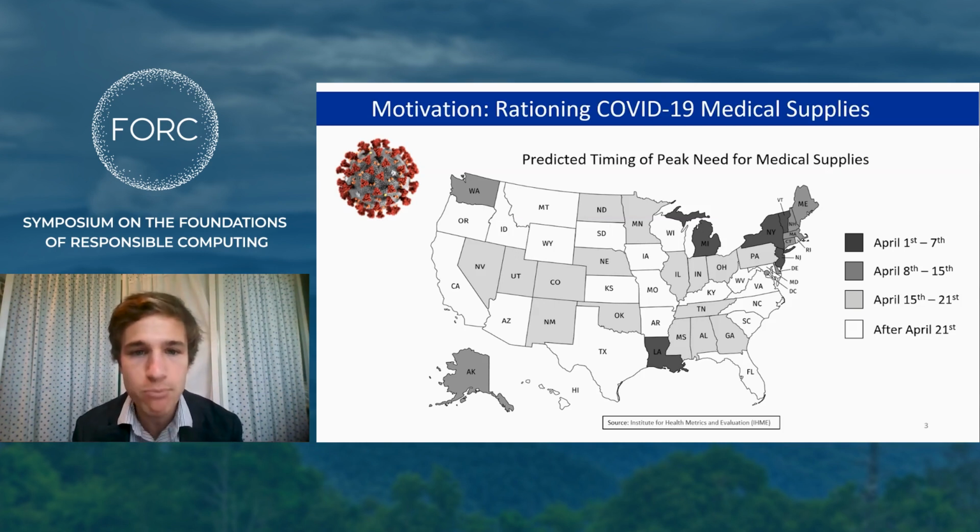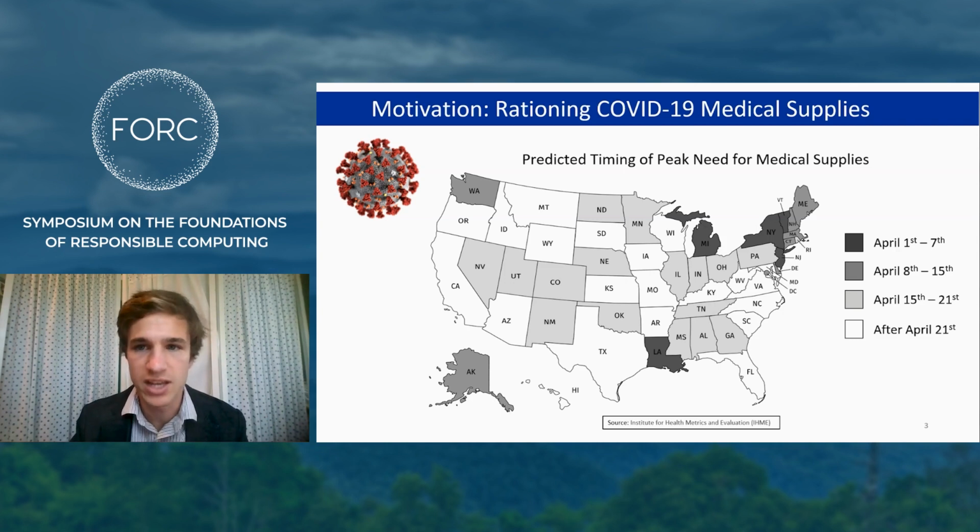So in early April, states were predicting that they were going to have a significant amount of need for medical supplies. This need was going to arrive sequentially. Some states were going to be hit earlier than other states. And their needs were going to be correlated due to network effects. If the pandemic was worse in New York, New Jersey, it was probably also going to be worse in Pennsylvania and Connecticut and Massachusetts.